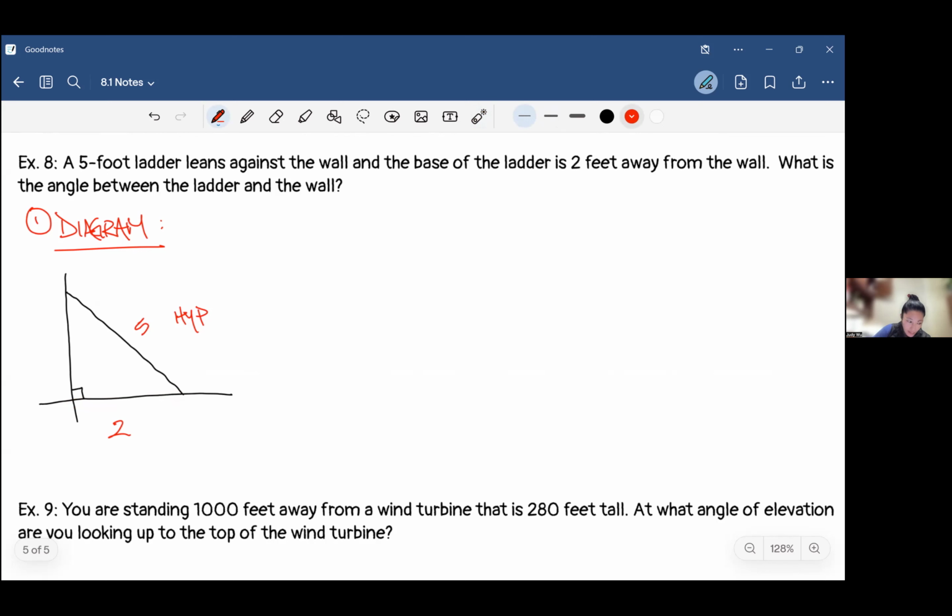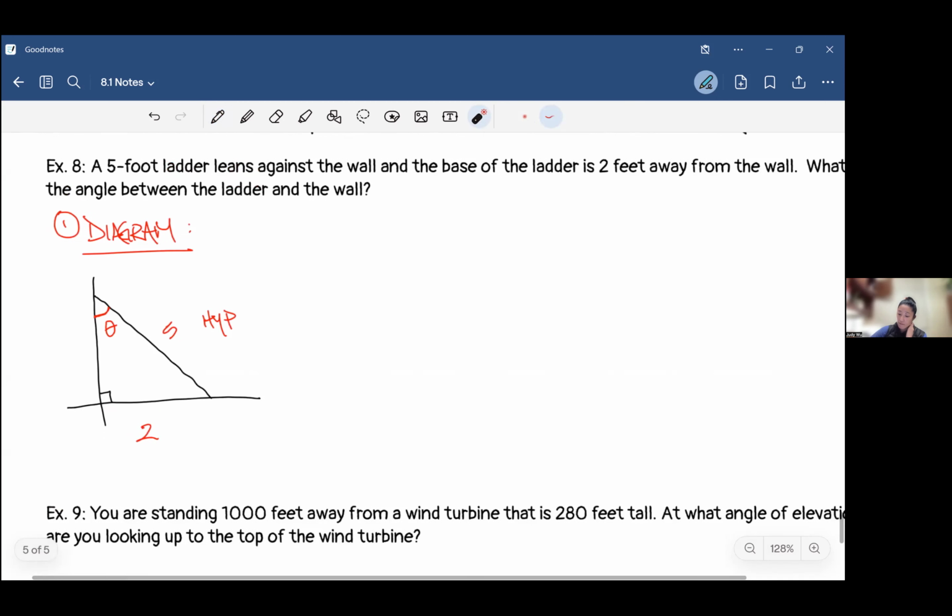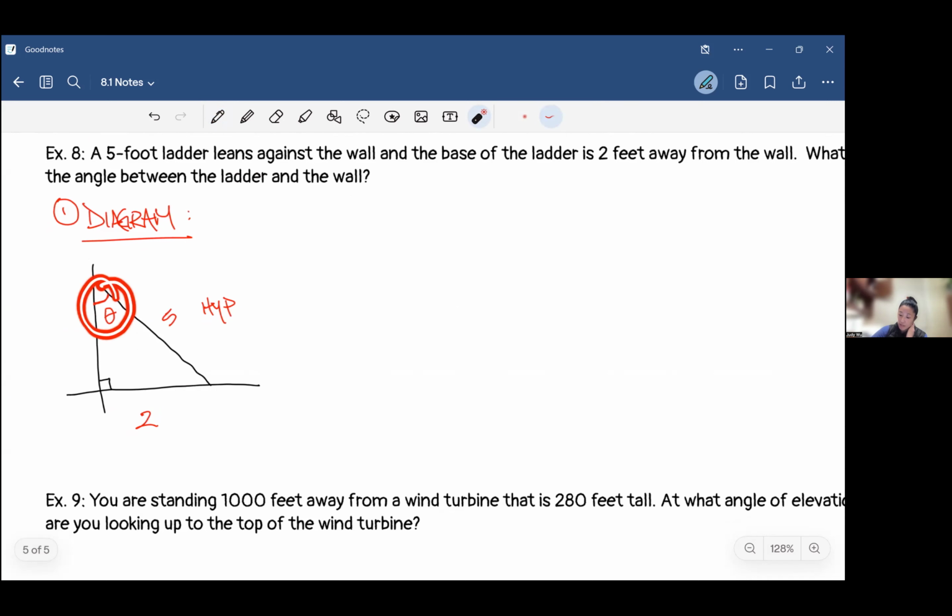So the ladder and the wall, that's going to be right here. Okay. So it's not always going to be the bottom angle. We kind of have to read it carefully and see what we're looking at. Now, that means if the angle is here, that 2 is not the adjacent, but 2 is the opposite because it's directly across from the angle.